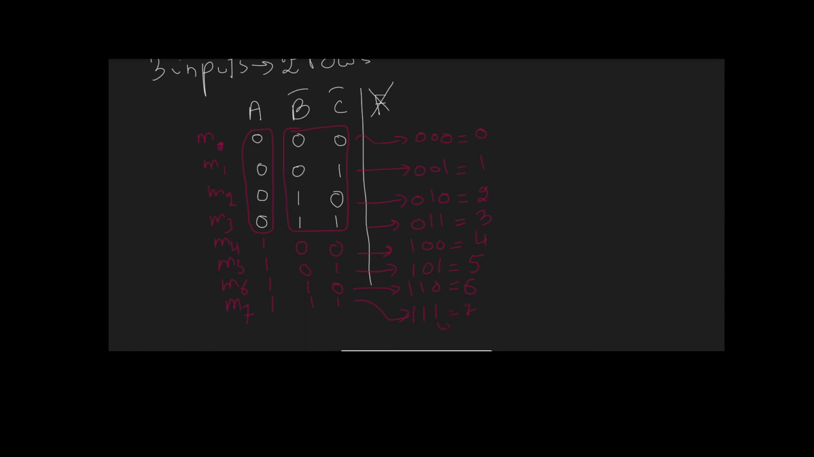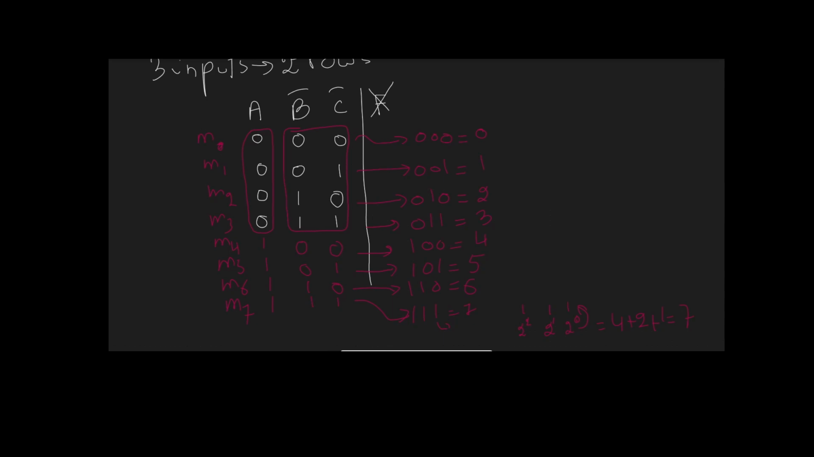Because for this one, the 1, 1, 1, we multiply 2 to the power 0 times 1, 2 to the power 1, 2 to the power 2. So this will give us 4 plus 2 plus 1. We covered how to convert from binary to decimal in previous videos. So now let's move to the 4 inputs truth table.